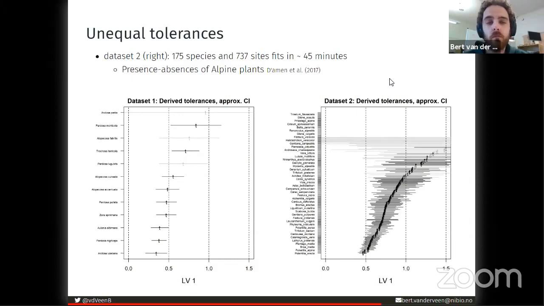So I fit another data set, which is shown here on the right, with 175 species and 730 sites, which fits in around 45 minutes. These represent absence of alpine plants. And then we see this kind of caterpillar-like plot that almost looks like a tornado, where we have small tolerances here on the bottom and larger tolerances here at the top. We have to note that, of course, anything above 1 extends beyond the latent variable. But it's clear that these tolerances are estimated to be unequal, and the same for the spider data set. We have these kind of 3 groups of species with different size tolerances.